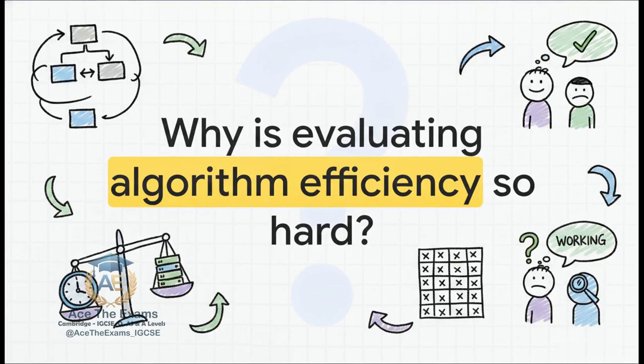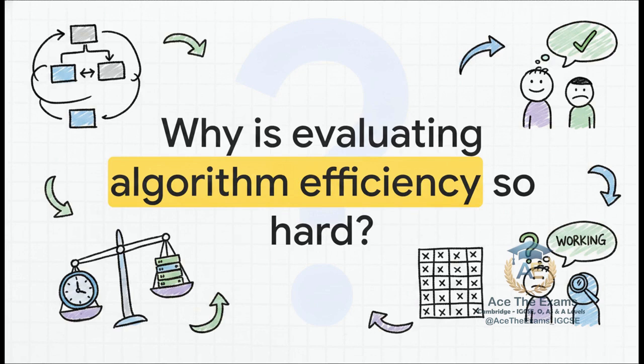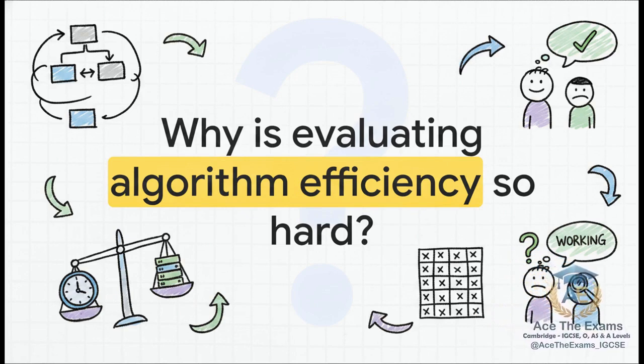I want you to actively think about this question for a moment. Really ponder it. Why is evaluating algorithm efficiency so incredibly hard for most students? Why does it cause so many headaches? I'll tell you exactly why. Because it requires you to hold multiple, often competing variables in your head at the exact same time. It's not just a simple right or wrong, black or white equation.